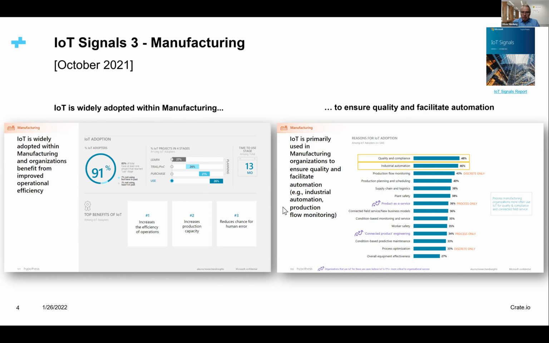Also, when people are going into IoT adoption, on the right-hand side you see the expectations that people have. Here, if you just look at the first two, quality and compliance, as well as facilitating industrial automation, they're very applicable. What we're going to talk about over the next couple of slides, and what Crate is in, is something that comes from both expectations, but even more so from proven benefits from IoT already there.